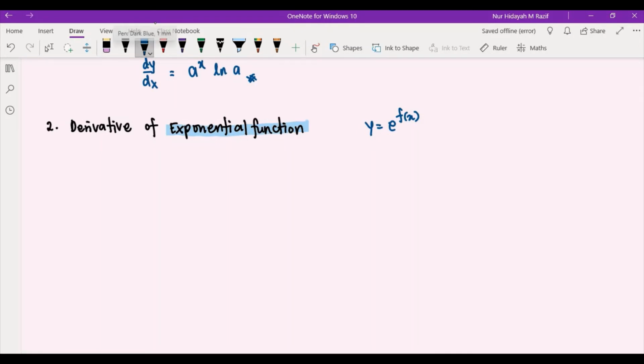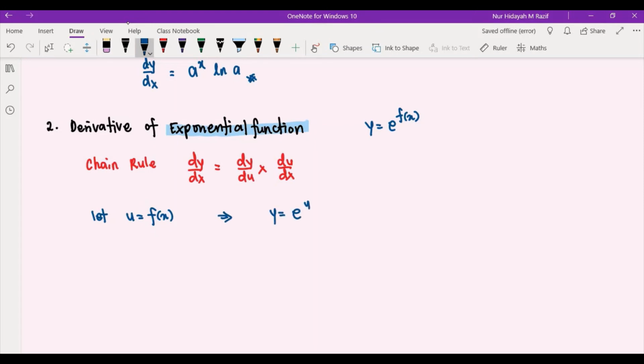So what we do first is, please recall, by using chain rule, our formula is dy dx is equal to dy du multiplied by du dx. So I need to have another variable which is u. So I'm going to let u is equal to f(x), and hence I can rewrite my y as y is equal to e to the power of u. And from here, I have these two different functions, u and y.